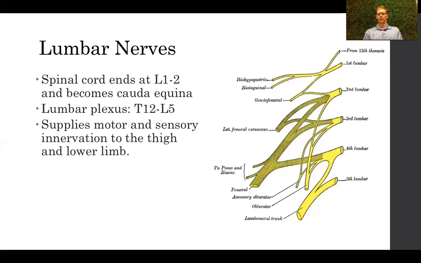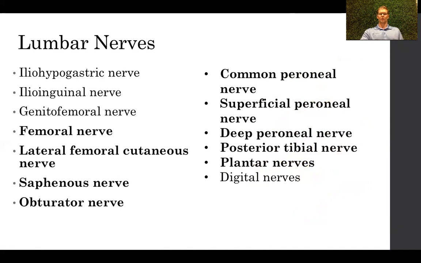These lumbar nerves, as you can see here, supply both sensory and motor innervation to the thigh and lower leg. So these nerves are very important for function of the lower extremity. Some of those important nerves are going to be your femoral nerve and the different branches of the femoral nerve, your lateral femoral cutaneous, your saphenous nerve. More on the anterior portion, we have our obturator nerve, which feeds the adductor muscles and also provides sensation to the inner thigh. And then also branches of the peroneal nerves.